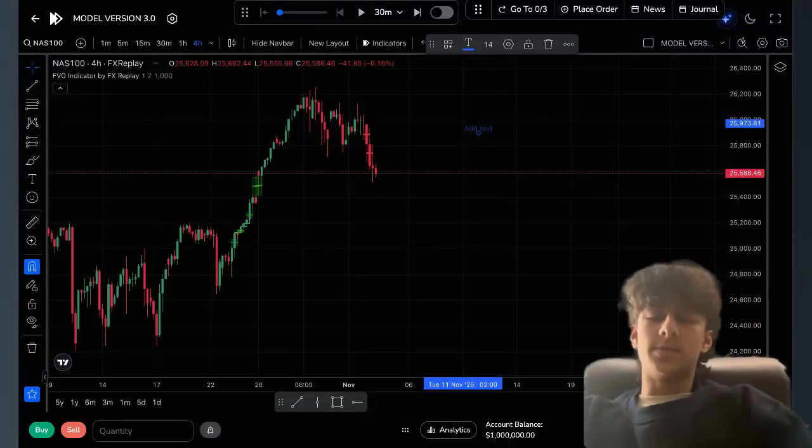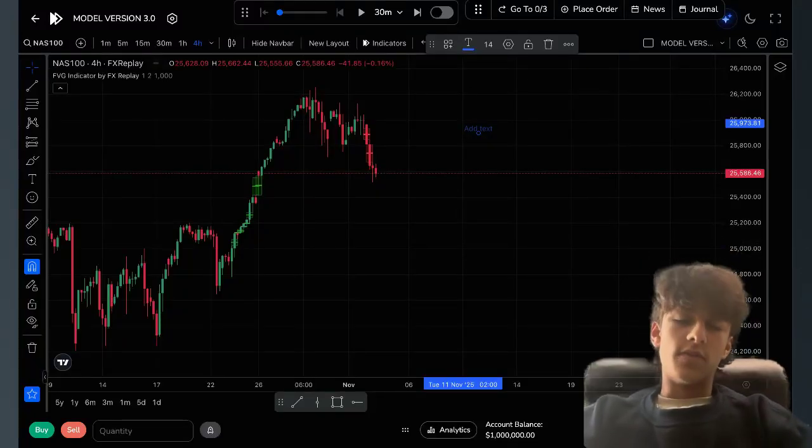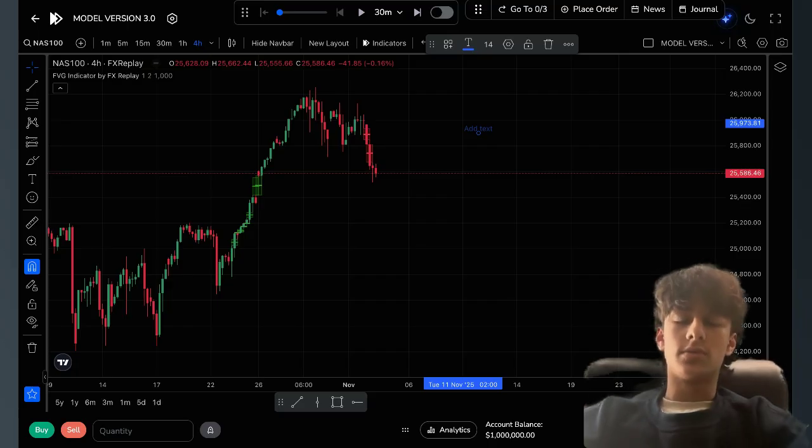Alright guys, so this is Maximus Trades here, and now I'll be finally going over my model and my strategy and what I use currently when I'm trading.